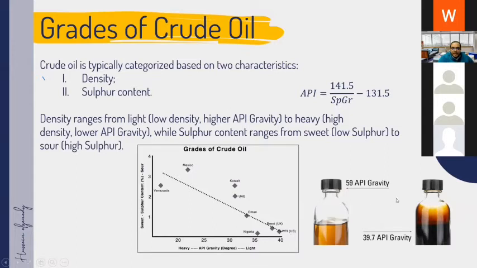Here's a good picture describing the difference between the lower API gravity and the higher API gravity. You can see that the lower API gravity means high density, and the oil is like that, and the higher API gravity means low density, which means the crude is lighter and more visible.